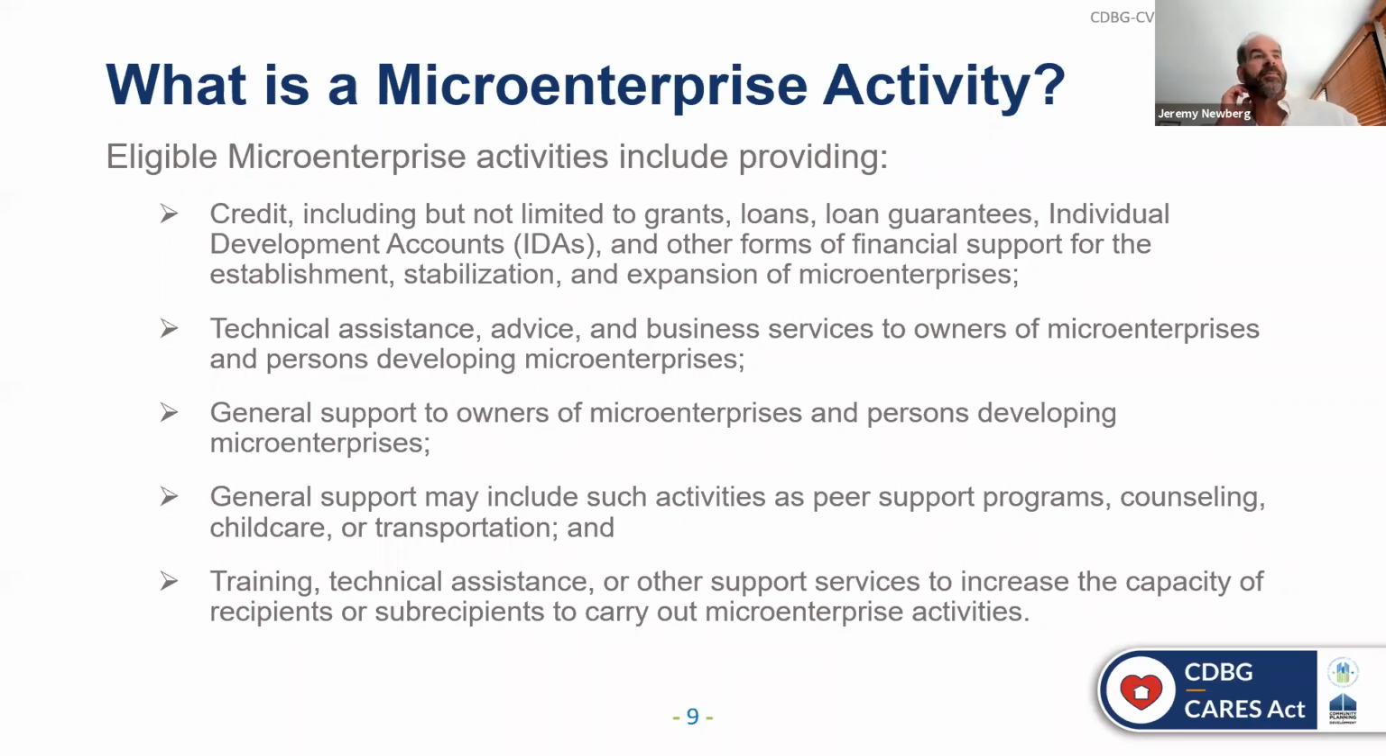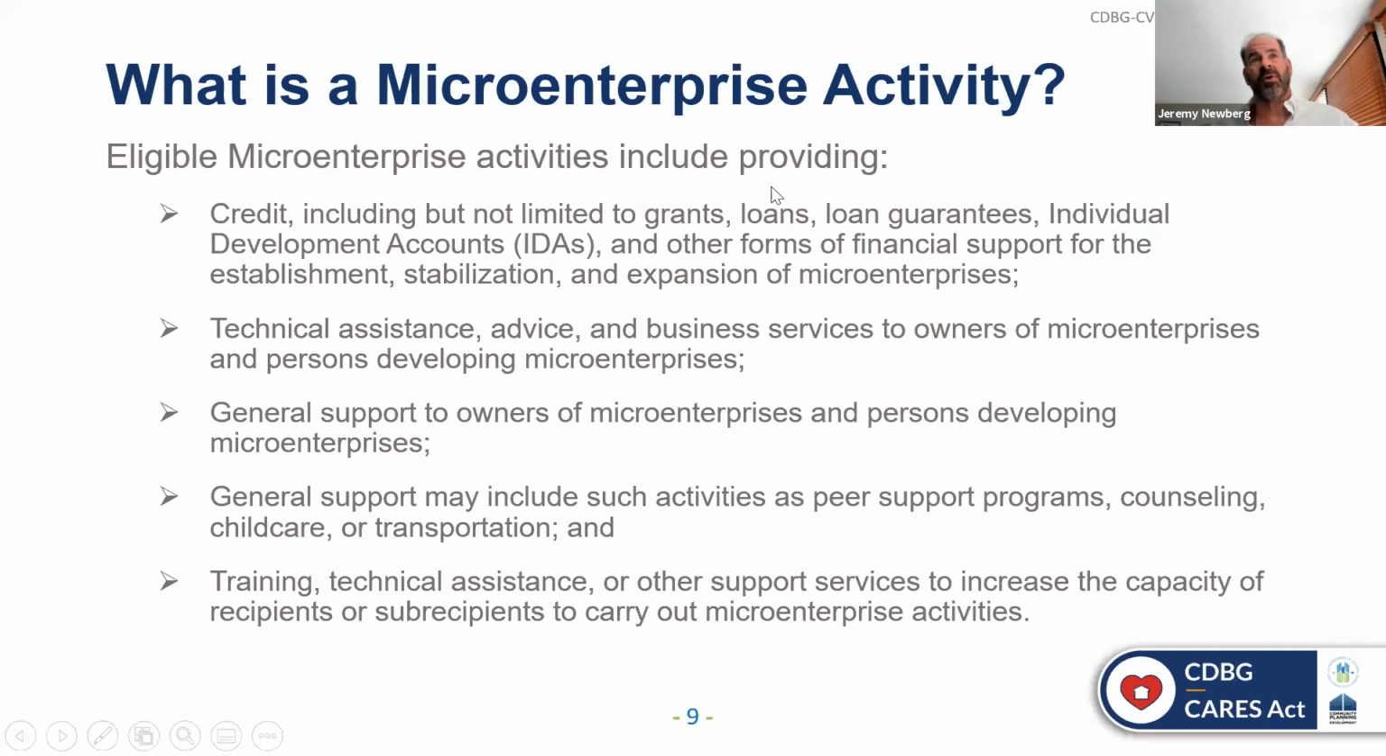So what is an eligible microenterprise activity? It can be credit, not limited to grants, loans, loan guarantees, individual development accounts, other forms of financial support that help the enterprise. I would caution you all, in a disaster, underwriting for a servicing loan can be really challenging because the world changed.